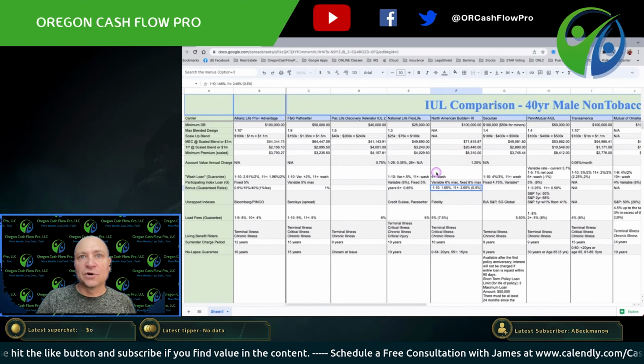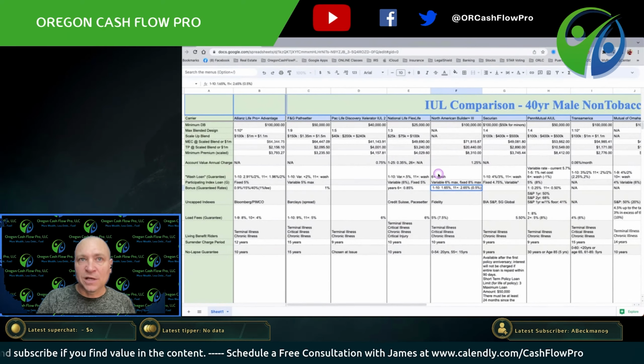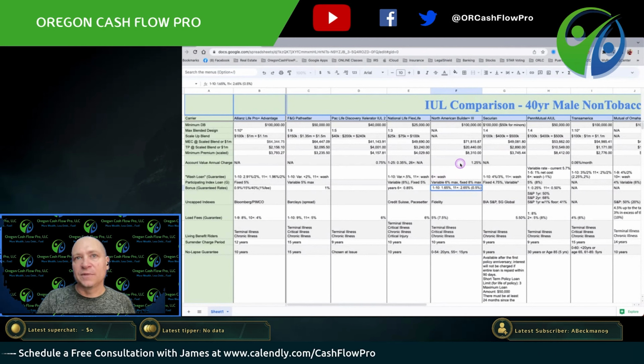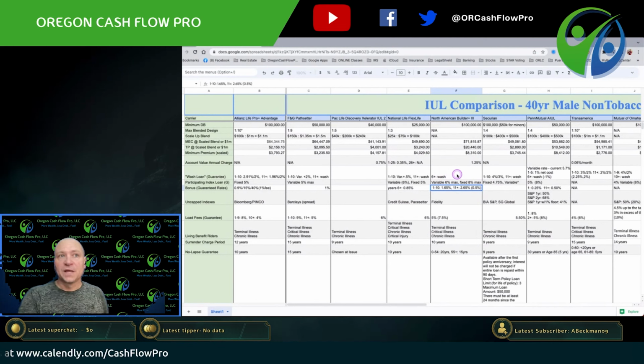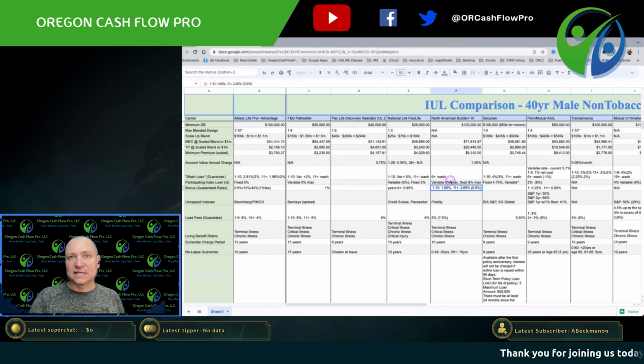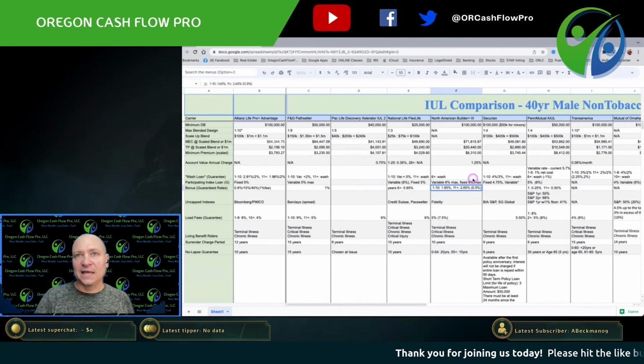Now the wash loan, it washes in year 6 plus. This is one of the earliest washes. PennMutual does the same thing, but this is one of the earliest washes. It is a guaranteed wash. Their participating index loan, they have a variable and they have a fixed. It maxes out at 6% with the variable and it maxes out at 8% with the fixed.